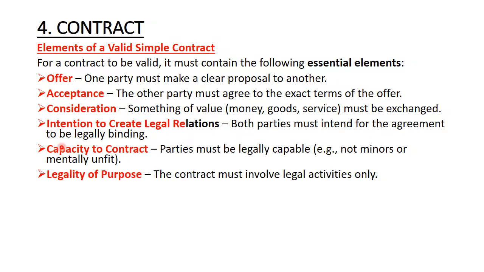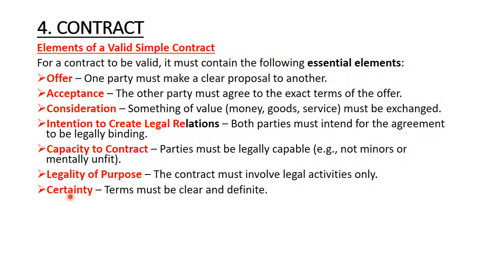Then there should also be legality of purpose. That is, the contract must involve legal activities only, meaning that whatever the offer is, or the acceptance is, or whatever the consideration is, the thing that's going to be exchanged, it shouldn't be illegal. If the contract involves killing someone, that is illegal, so you're going to be dealt with. If the contract involves bullying someone online, by 2025, it's illegal in Zambia. You're going to be dealt with. So there should be legality of purpose. All the elements must be legally valid.